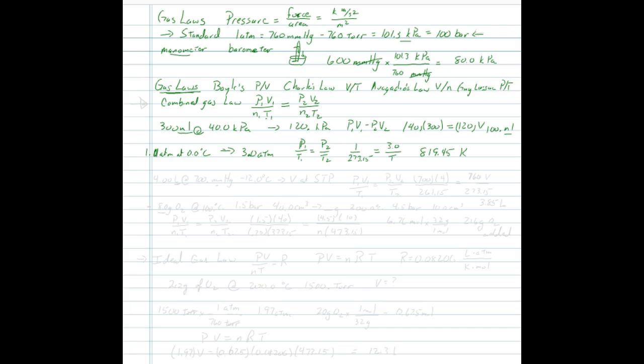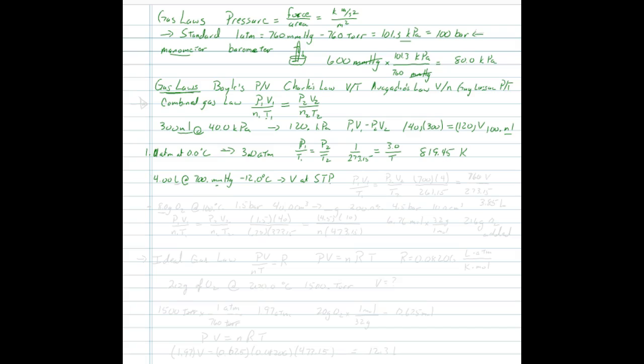Another sample, you have 4 liters at 700 millimeters of mercury and negative 12 degrees Celsius. Find the volume at STP, standard temperature and pressure. The temperature must be in Kelvin, pressure matches up with what we have up here, and you use that from the list up above.